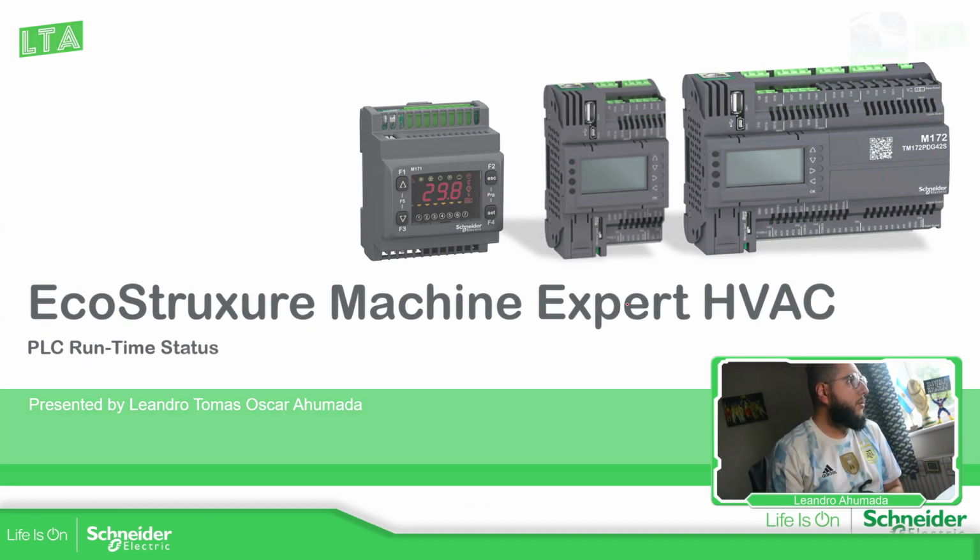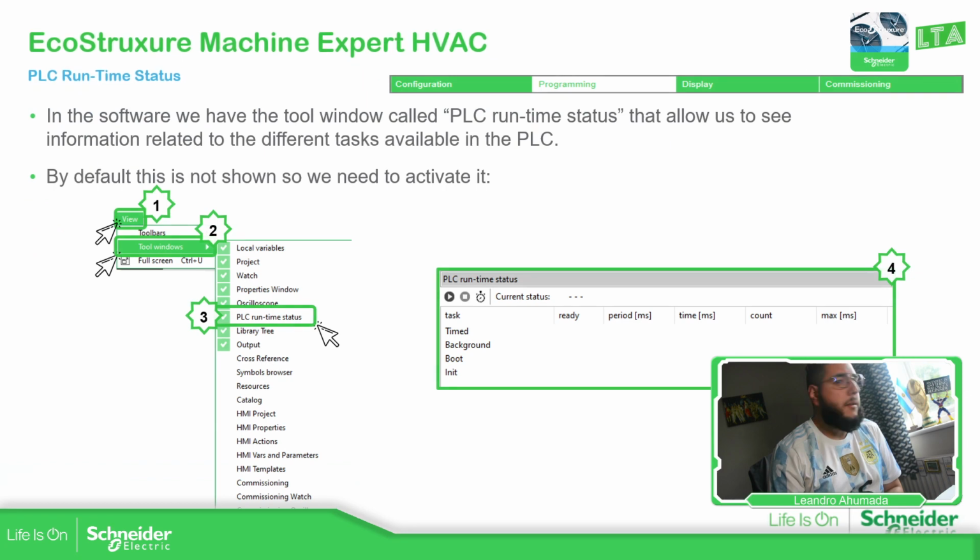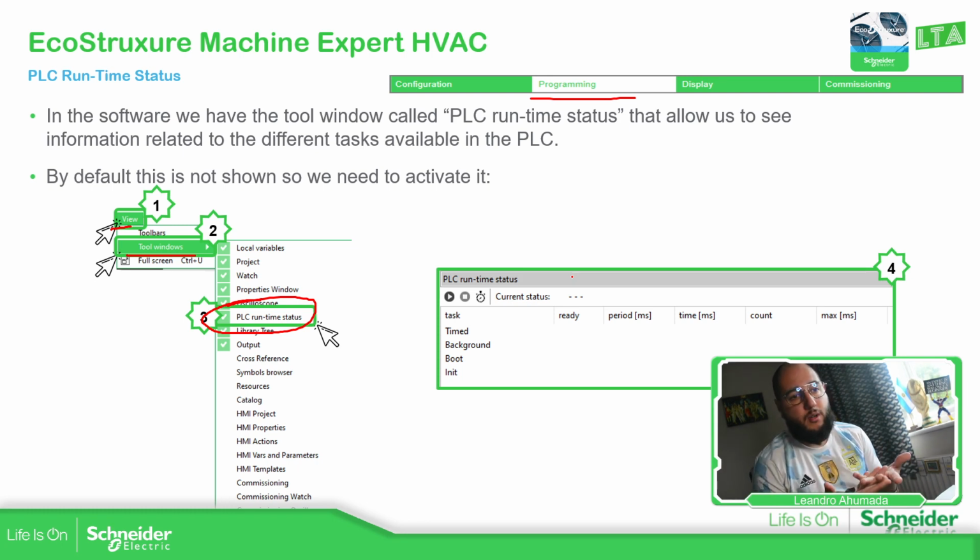So the first thing that you need to know is that I barely use it, okay? But it's good to know that this is here. So if you go in the programming tab, select view, tool windows, then we have this PLC runtime status that basically gives us information of the actual time for each of the different tasks that we have in the software.